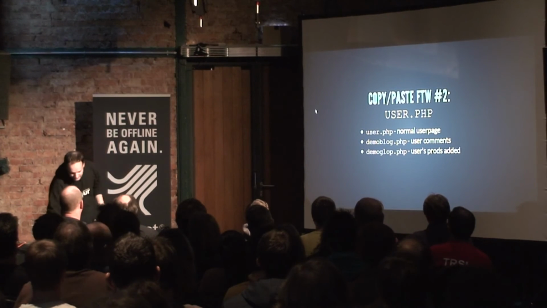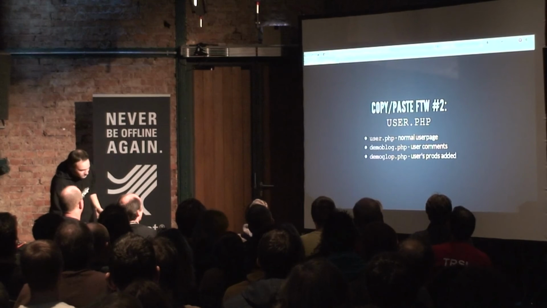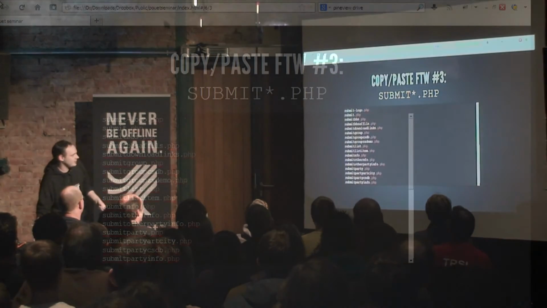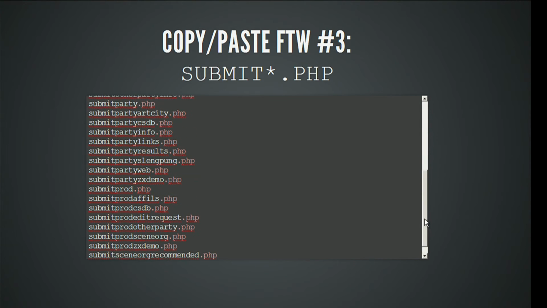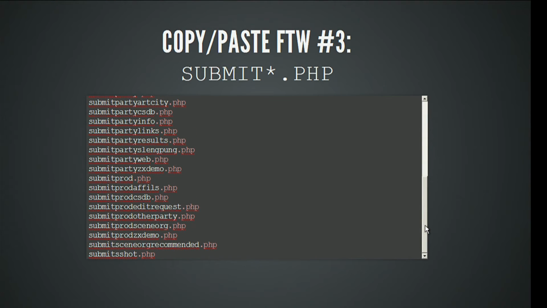That was kind of nutty in a way, but it's not as bad as the submit PHP collection, which is about 35, 40 different files, each of them doing different things. If you want to add a Slengpung ID to a party, that was a different file for that. And all of them had the old table layout and everything. So I think it ended up with a megabyte or 2 of raw source, in like 100 files or something.